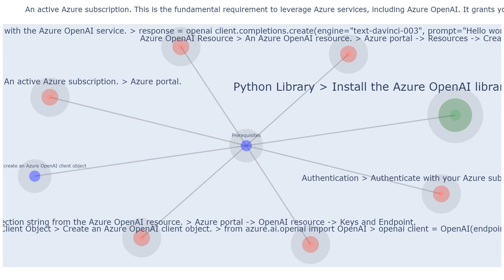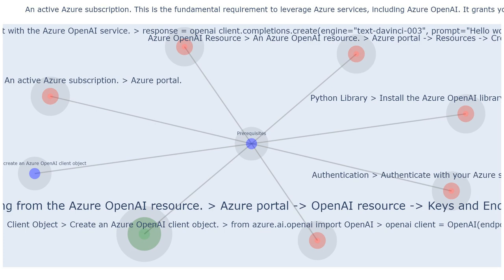Install the Azure OpenAI library. This library provides the necessary tools and functionalities to interact with the Azure OpenAI service from your Python environment. You can install it using the pip package installer, a common tool in Python environments. Running pip install azure-ai-openai will install the library and its dependencies.